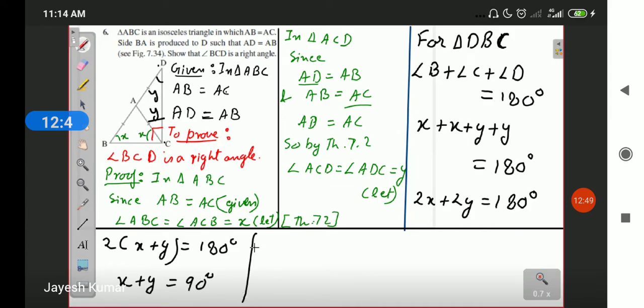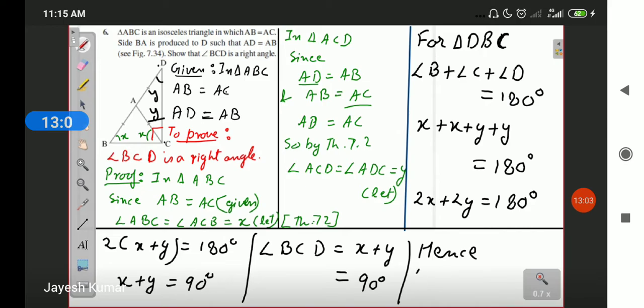Now in the diagram you can see that angle C, or angle BCD, is equal to x plus y, and the value of x plus y we determined as 90 degrees. Hence angle BCD is a right angle. Okay. I hope you get this.